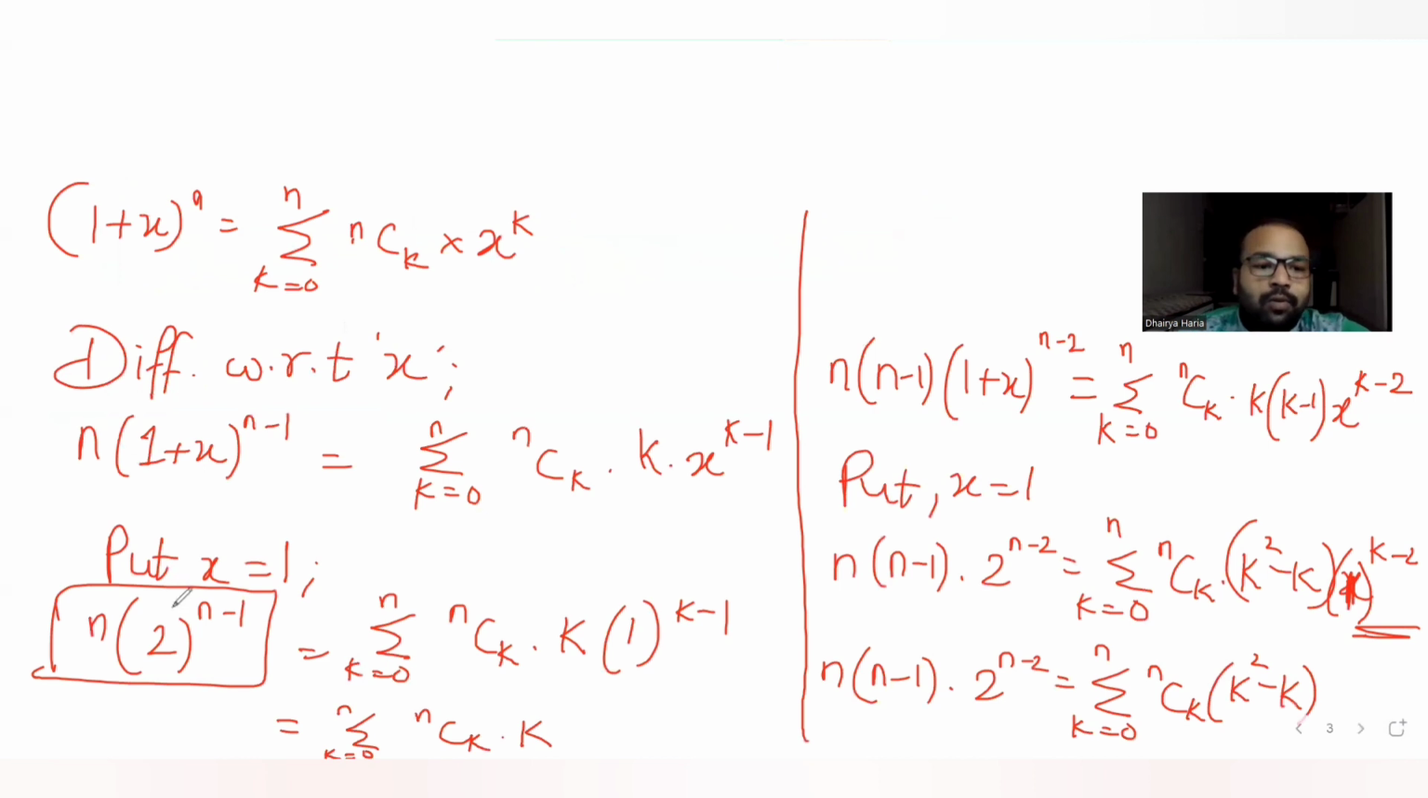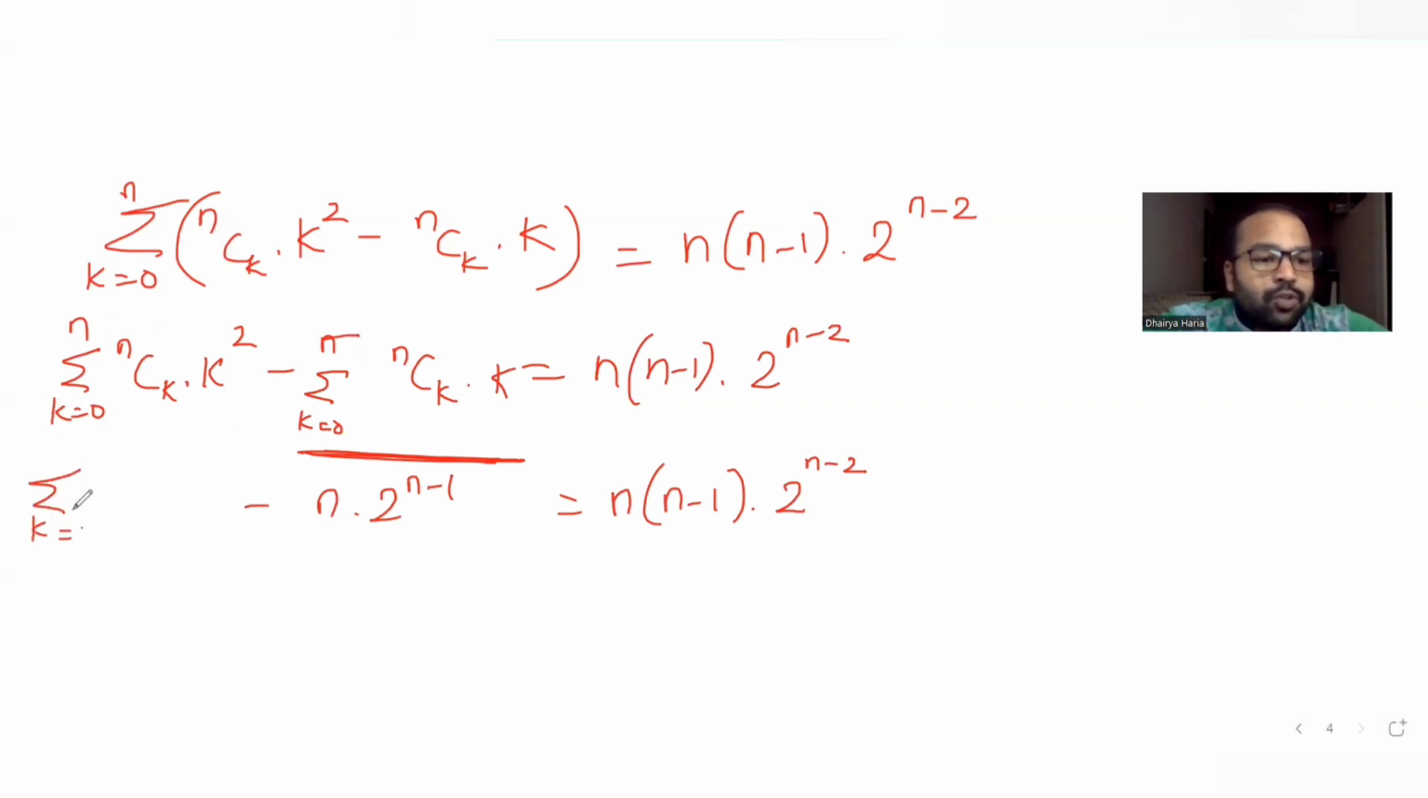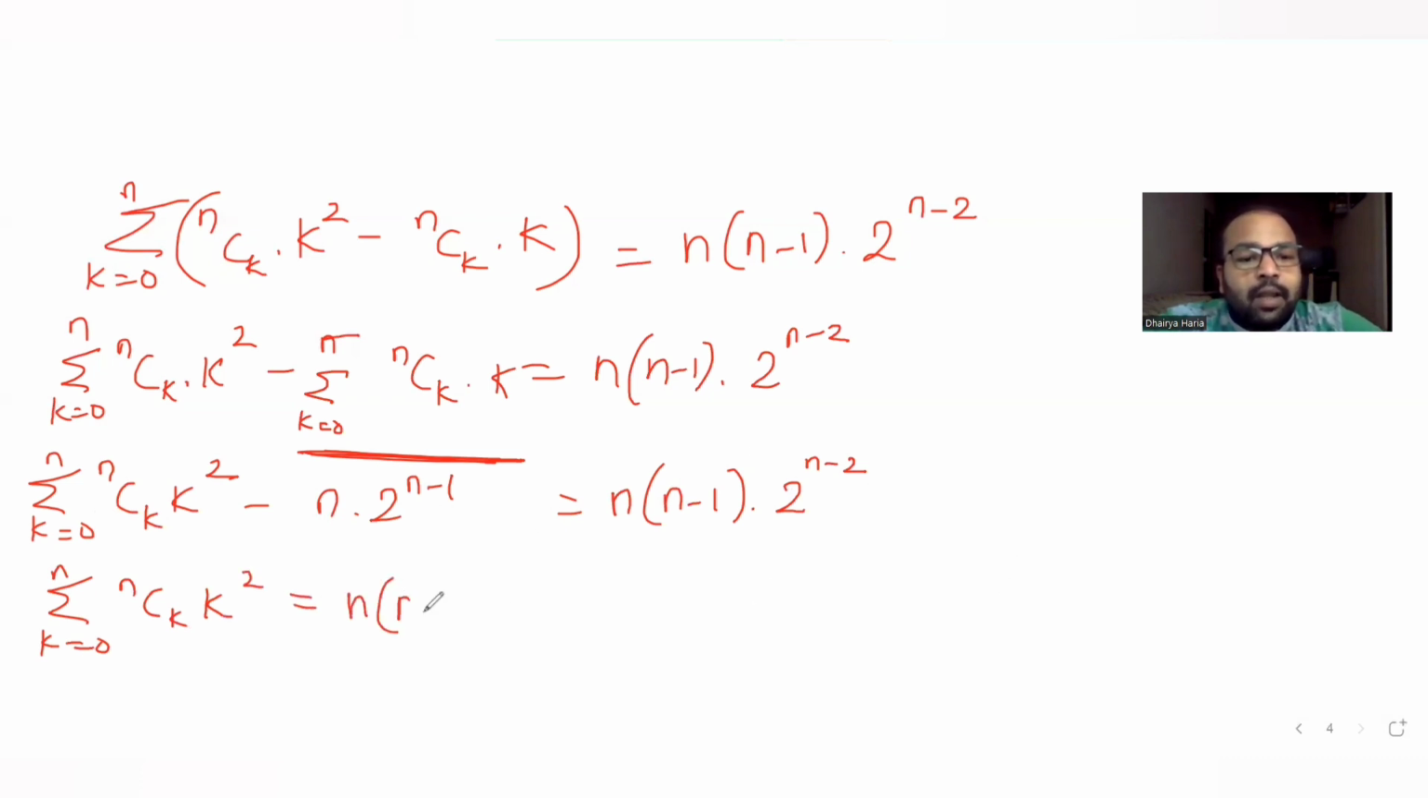I already know this idea: summation of k equals 0 to n, nCk into k is equal to n into 2 raised to n minus 1. This is n into n minus 1, 2 raised to n minus 2. And this is summation k equals 0 to n, nCk into k square. If I need this, I'll take everything else to the right hand side, which makes it n into n minus 1, 2 raised to n minus 2 plus n into 2 raised to n minus 1.